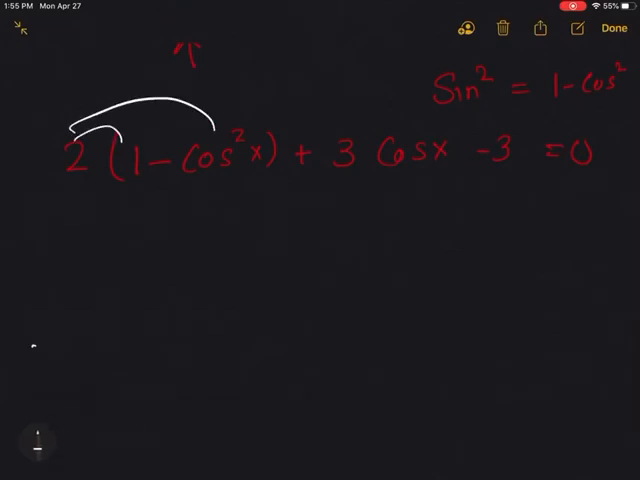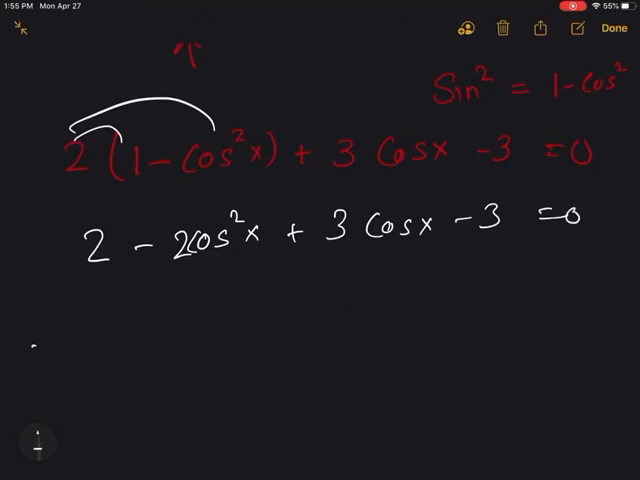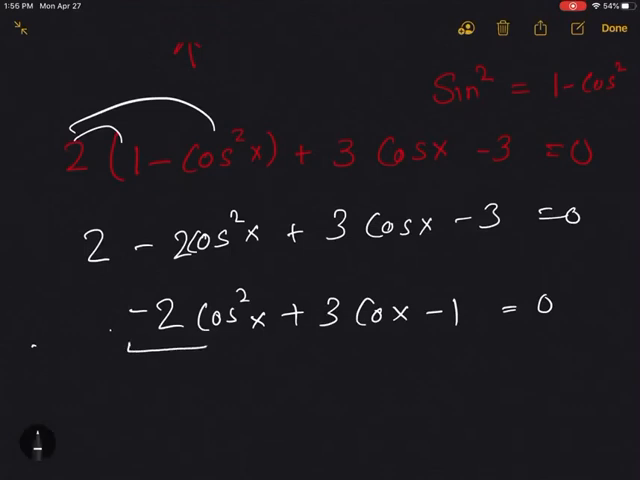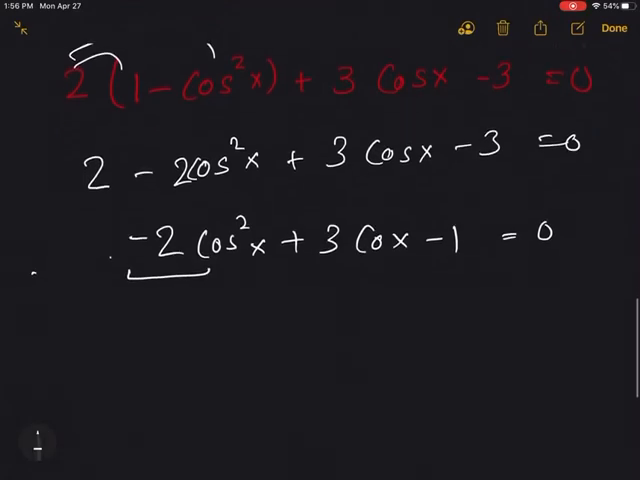So let's distribute. Cosine squared x, 3 cosine x minus 3 is equal to 0. Combine like terms, I have negative 2 cosine squared x, 3 cosine x, and minus 1. It's equal to 0. And okay, now, normally we try to keep the squared term positive. It's not that easy to deal with the negative x squared term.